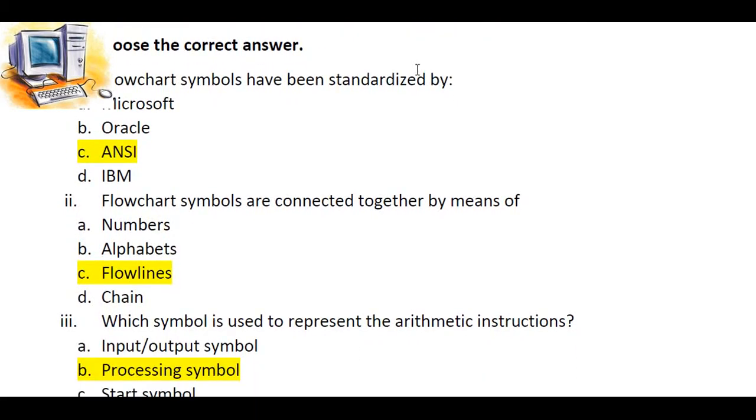Second MCQs is flowchart symbols are connected together by means of option A numbers, option B alphabets, option C flow lines and option D is chain. So the correct option is C, that is flow lines. So flowchart symbols are connected together by means of flow lines.